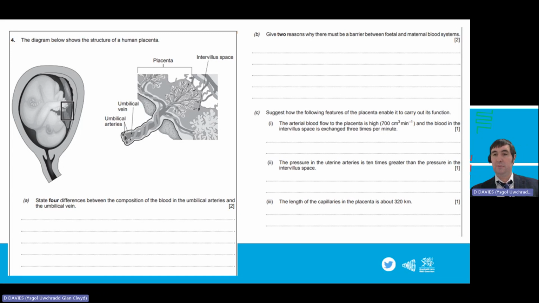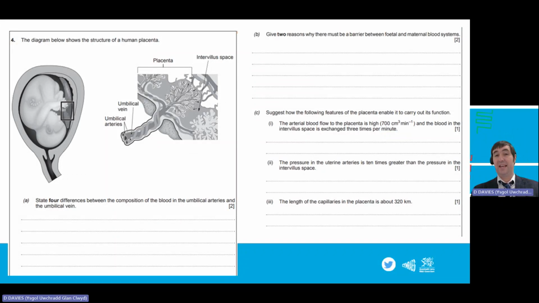The arterial blood flow to the placenta is high, and the blood in the intervillous space is exchanged 3 times per minute. Suggest how the following features. Okay, so again, lots of exchange very quickly. Okay. Pressure in the uterine arteries is 10 times greater than the pressure in the intervillous space, and the length of capillaries in the placenta is diminished.